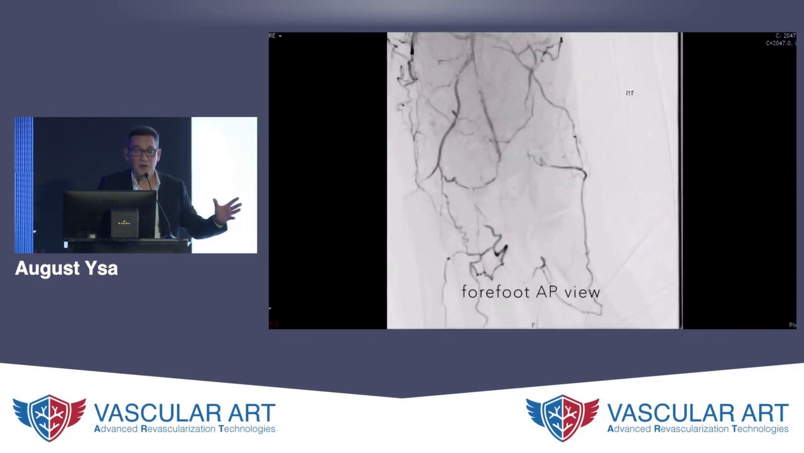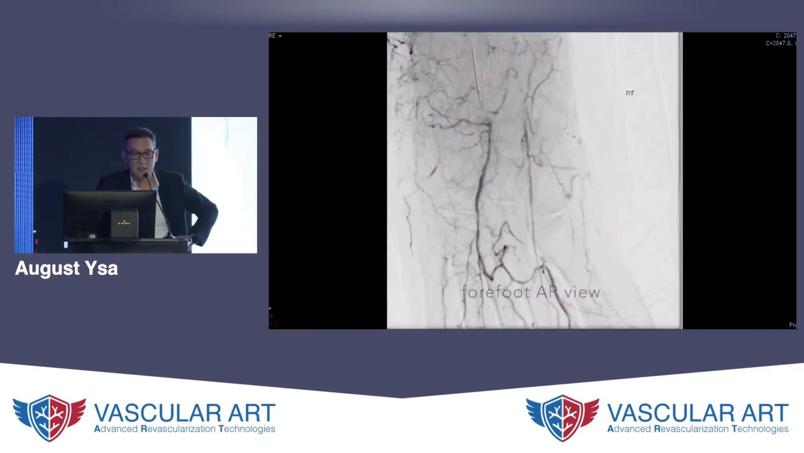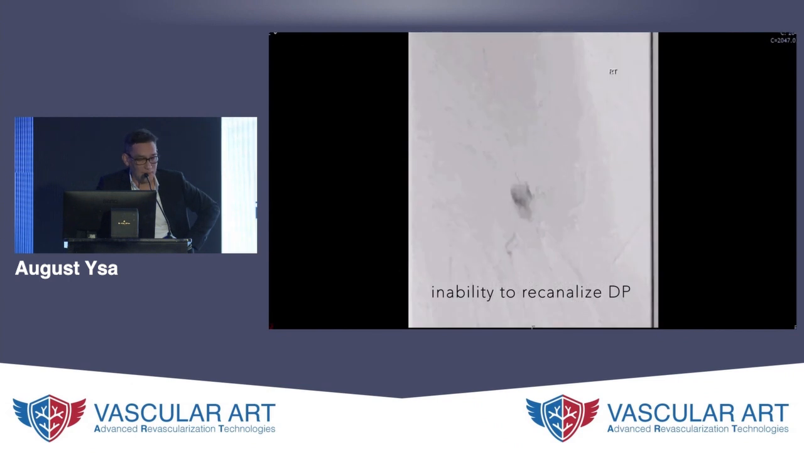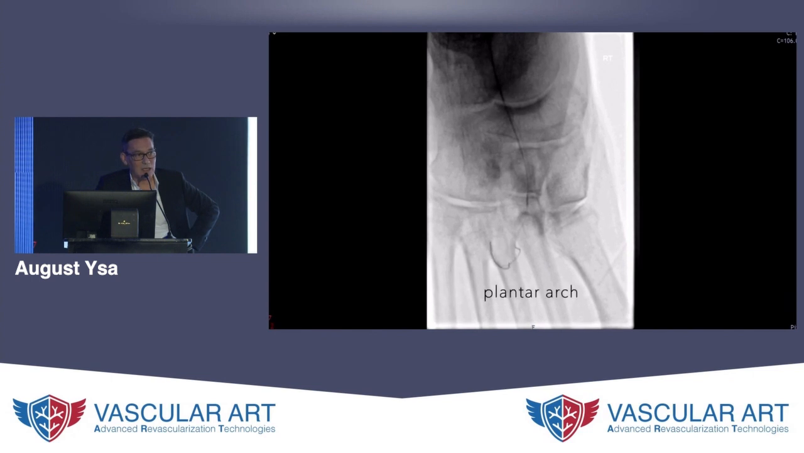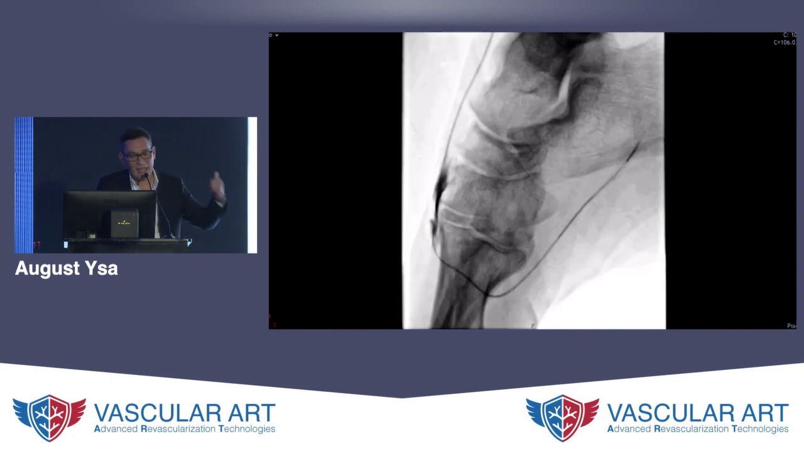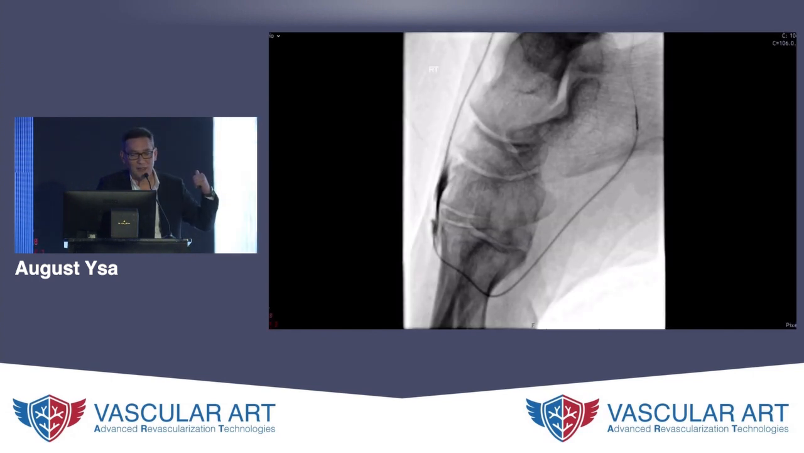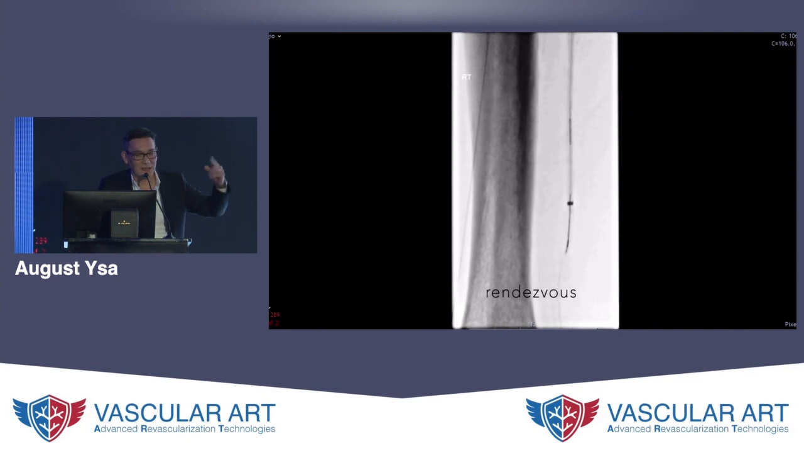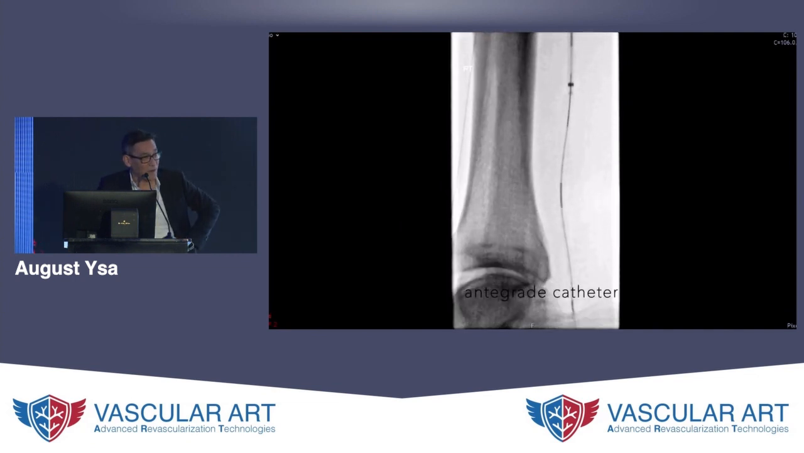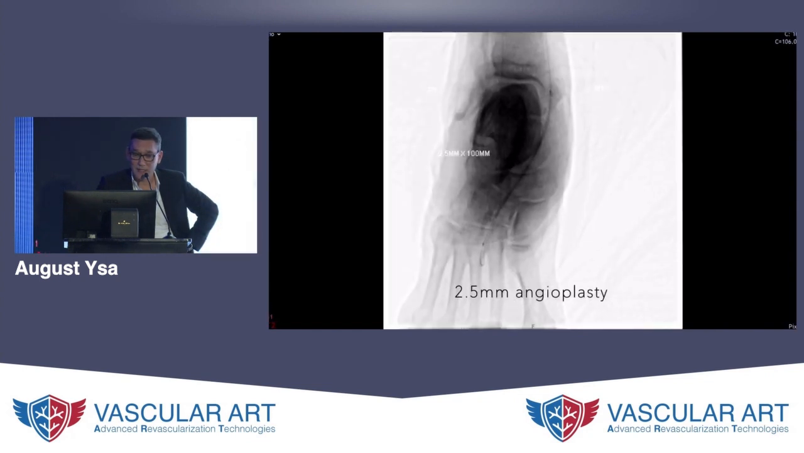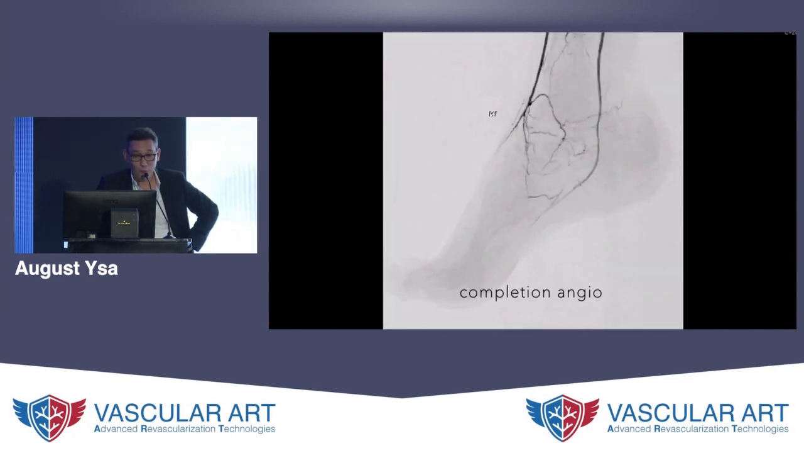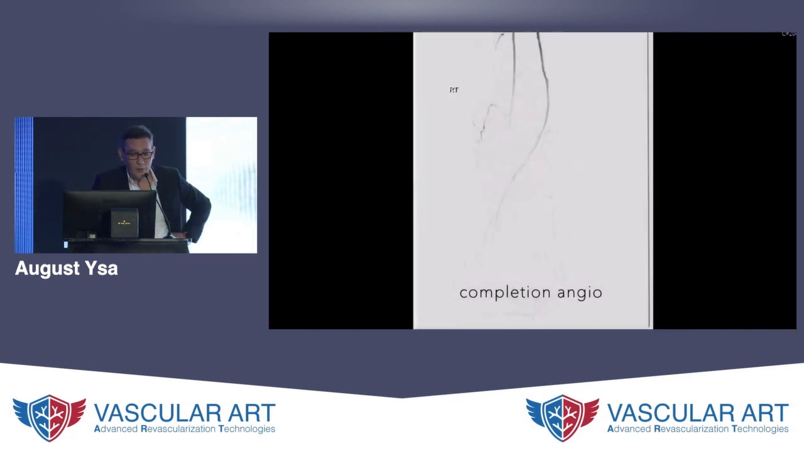Then he thought, okay, let's recanalize this DP artery. But again, he failed. What to do? Well, he took advantage of this collateral to get into the plantar arch, and once in the plantar arch, get back to the lateral plantar to recanalize the entire lateral plantar artery. And following the rendezvous, as you can see, he performed the balloon angioplasty, and this is the final beautiful outcome with nice flow into the forefoot.